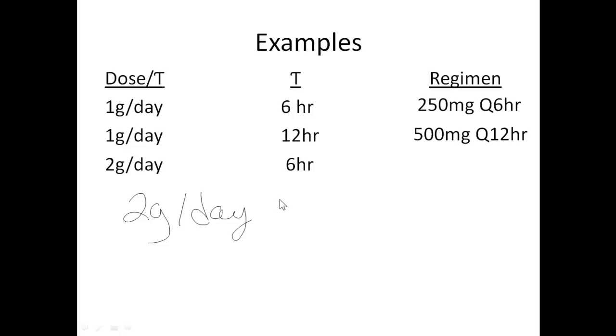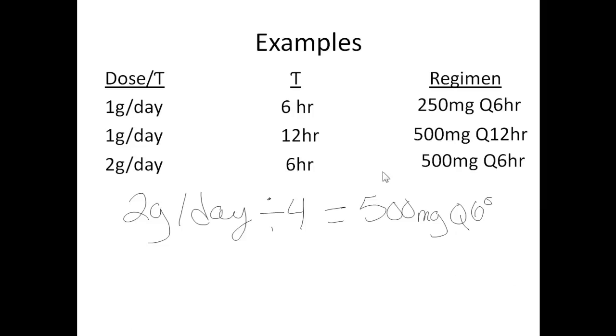And they want to give it every 6 hours, so we know that that's 4 times a day. So 2 grams divided by 4 is 500 milligrams every 6 hours. Sorry about that. 6, not so pretty, huh? But there we go. Right there's the answer, and we look impressive to the doctor. All right, we got one more for you, and we'll let you go.